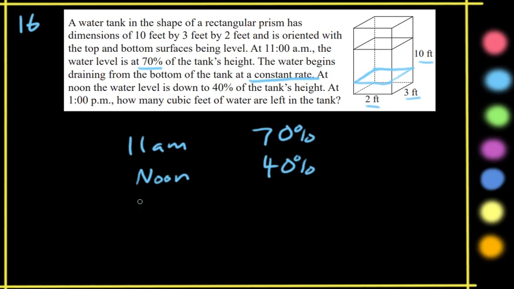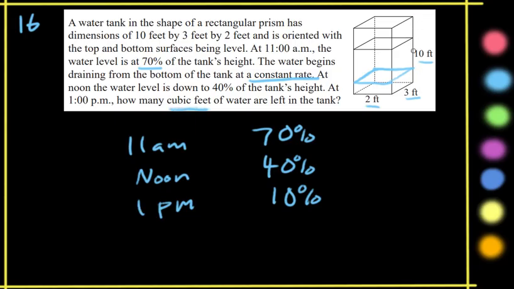Then at 1 p.m., that's an hour later, it wants to know how many cubic feet of water are left in the tank. So we can see from 11 a.m. to noon that we lost 30% during that hour. And so during the next hour, since it's at a constant rate, we should lose another 30%, which will bring us all the way down to 10%. But we need to know what that 10% is in cubic feet.